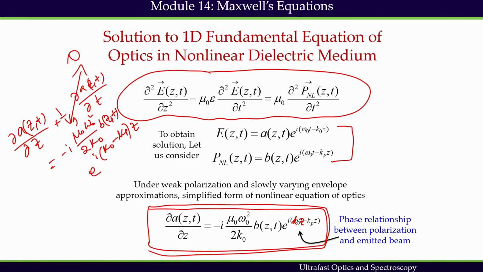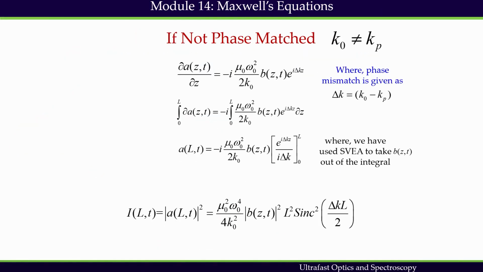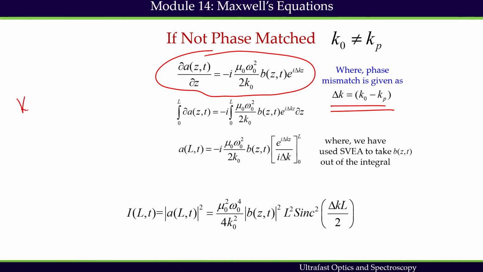in nonlinear medium. When a nonlinear process holds, that is k naught equals kp, then I have this expression delta k is nothing but k naught minus kp, and this delta k, if it is 0, then the process is called phase matched. So, if I have k naught equals kp, then delta k becomes 0 and we call it phase matched.